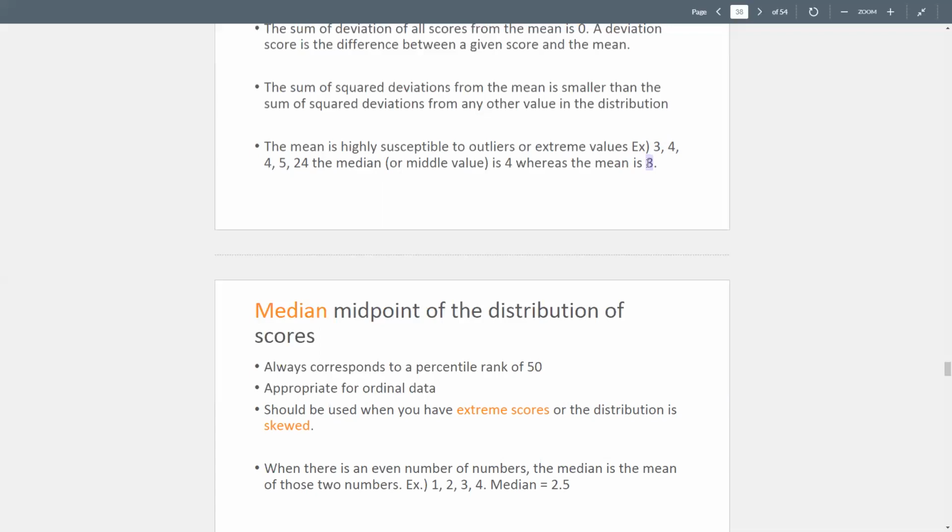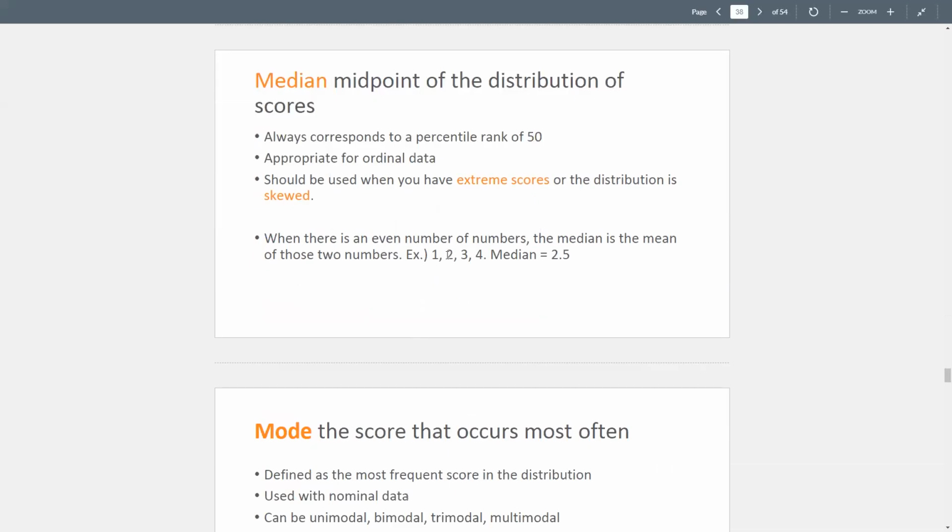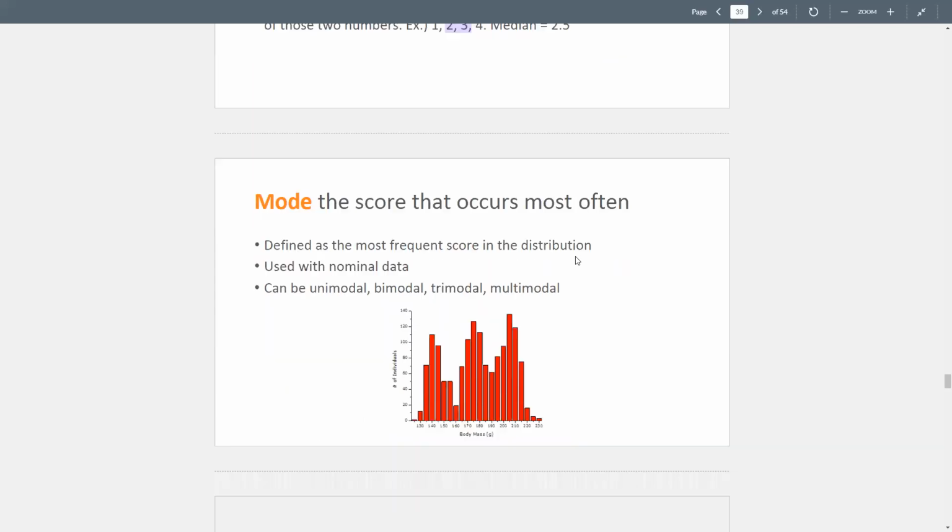So the median sometimes is a better representation of the middle of the distribution. When we have two numbers that are both in the middle of the distribution, like we do here, we would typically average those two numbers and use that as the median. The mode is just the value that occurs most often.